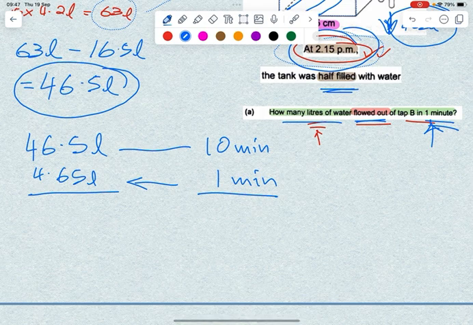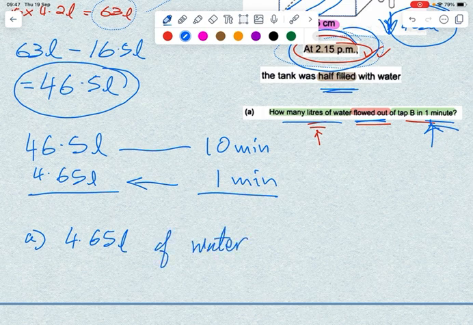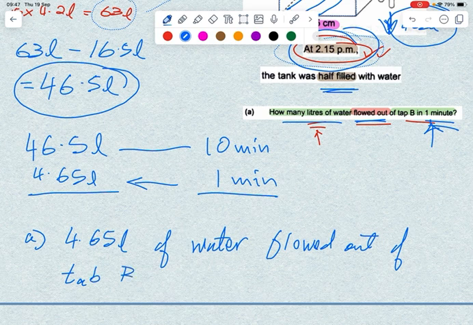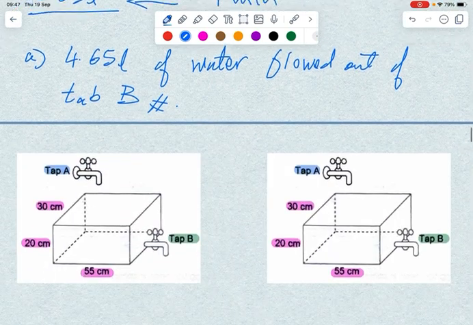Okay, so answer part A: 4.65 liters of water flowed out of tap B. Done deal. Okay, simple. All right, now next question.